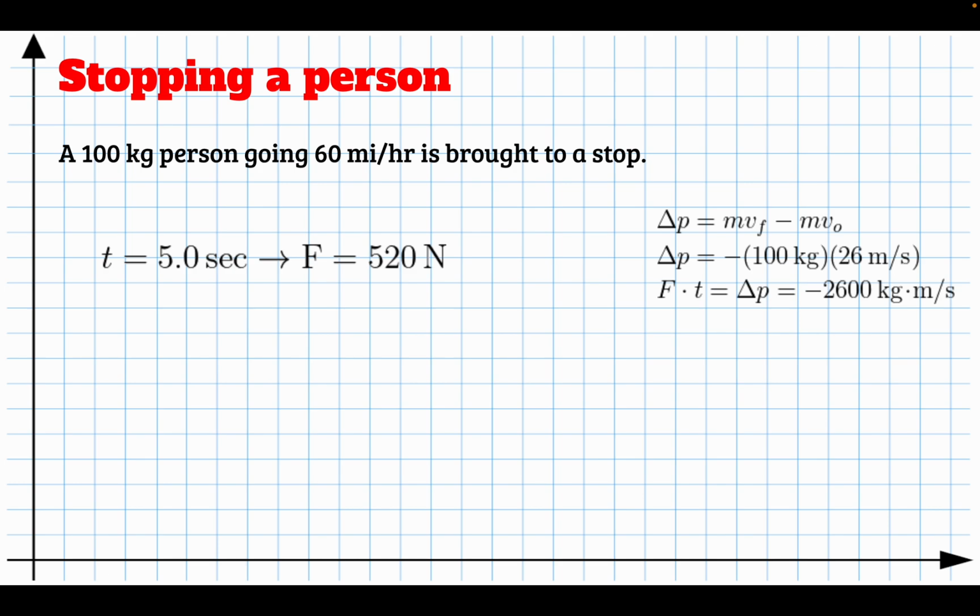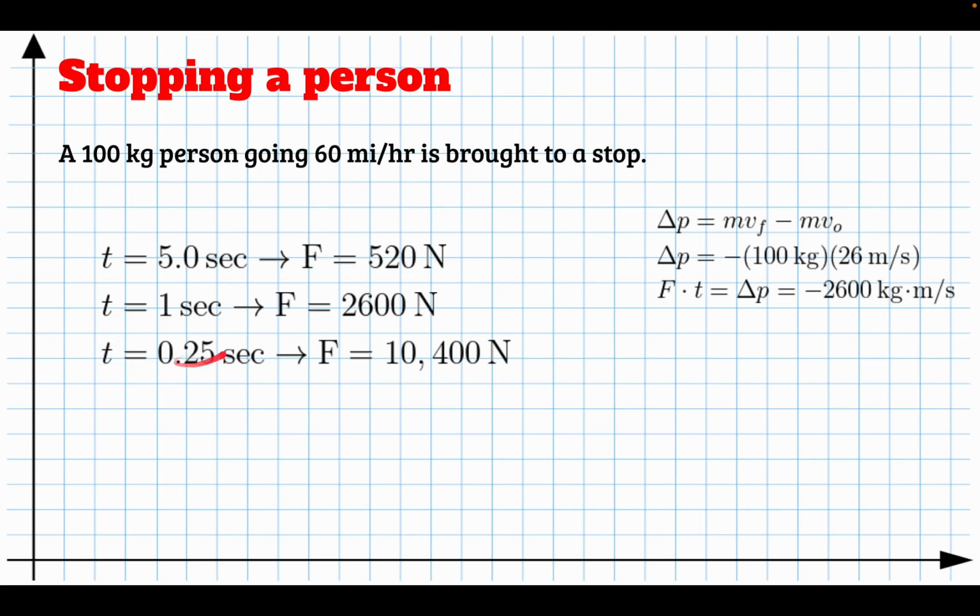Okay? Now, we could have a bigger force that acts for a smaller amount of time. If the force was 2,600 newtons, a bigger force, it would only have to act for 1 second, so that the force times the time would be 2,600. So this might happen if, for example, you hit a telephone pole and the airbag inflated and your seatbelt helped you, and your collision lasted an entire second. Okay?